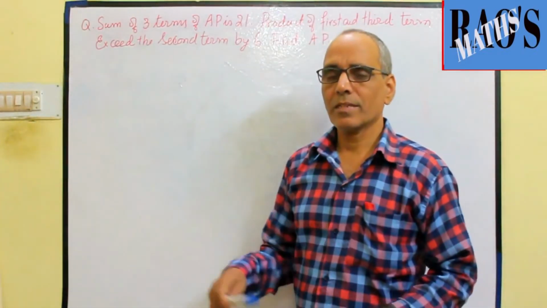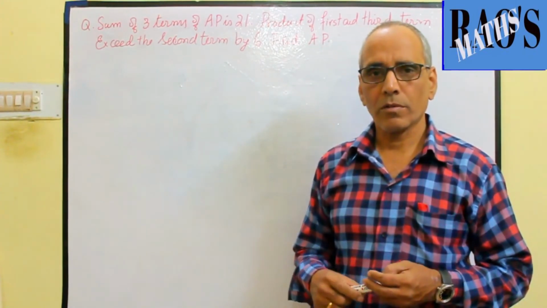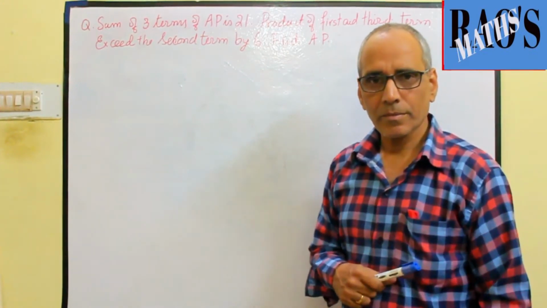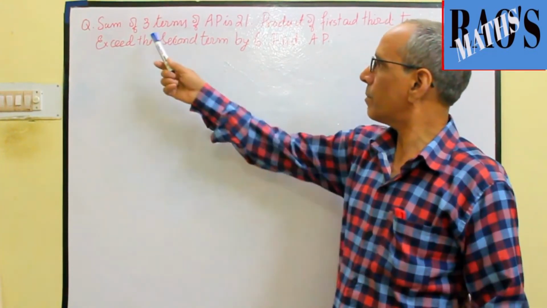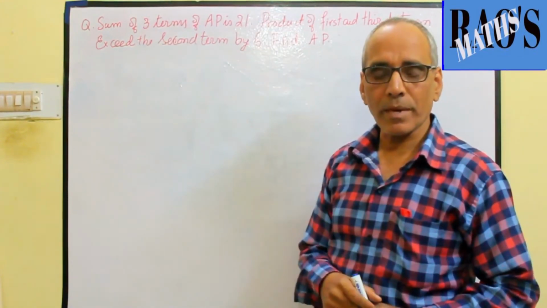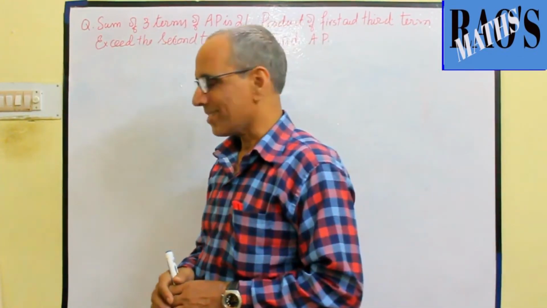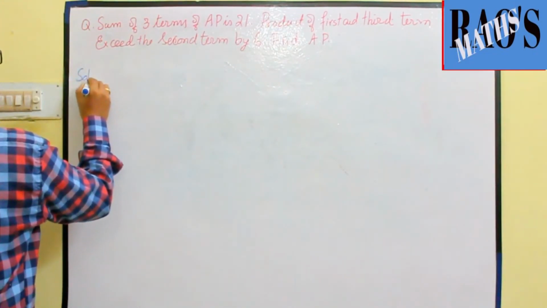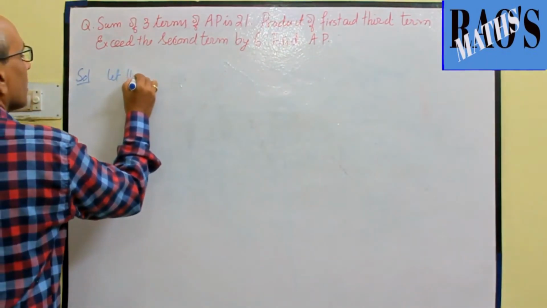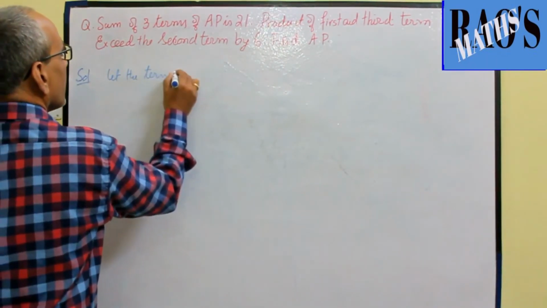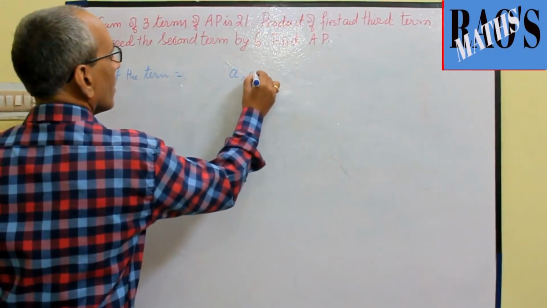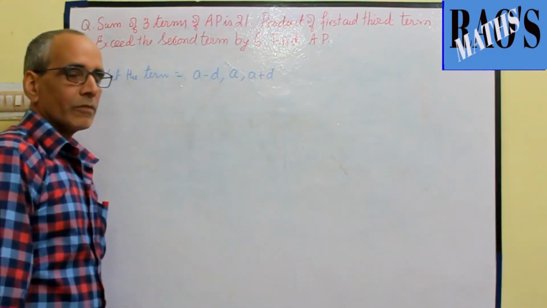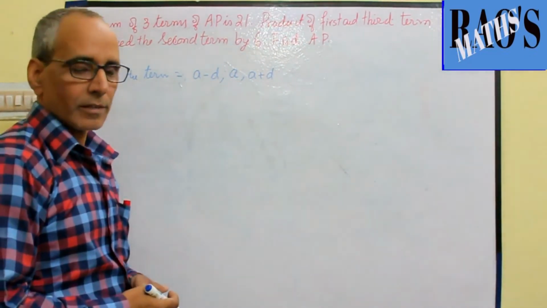In this question you are given the sum of the three terms, and the product of the first and third is more than the second term by 6. What is the AP? We know when the sum of three terms is given in the AP, we know how to define the three unknown terms, that is, the required terms of the AP. Let the terms be a minus d, a, a plus d. This is the way you have to define when the terms are odd in number.